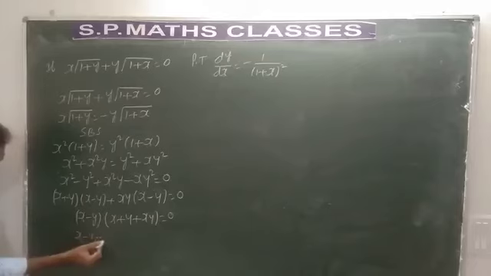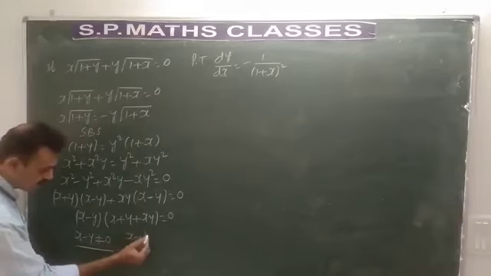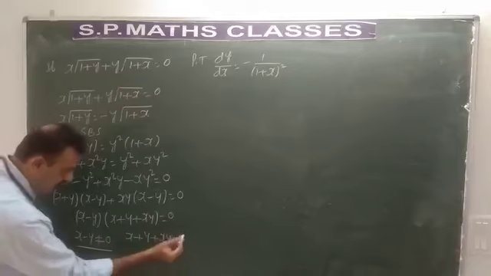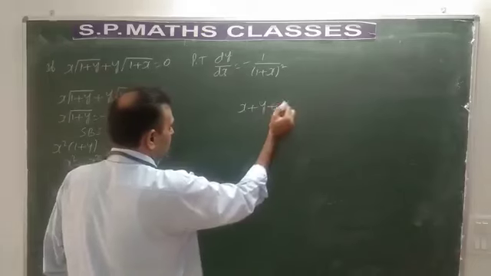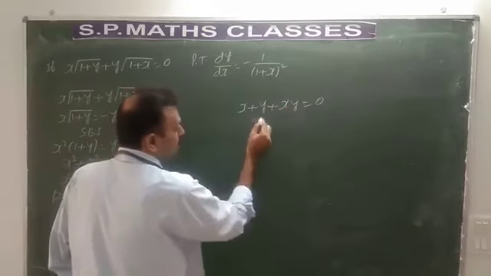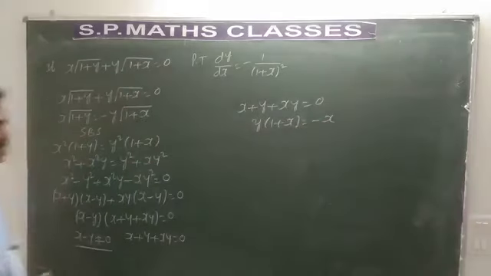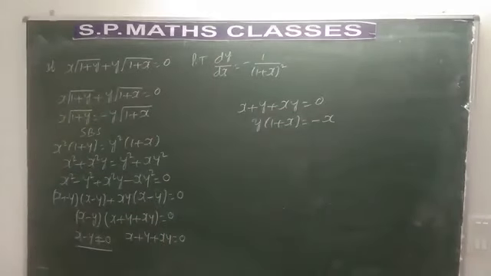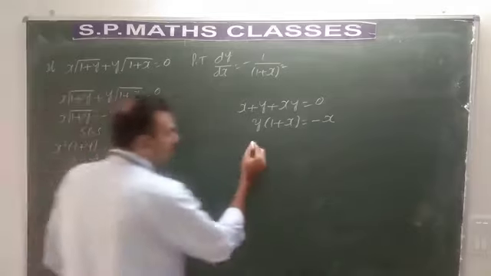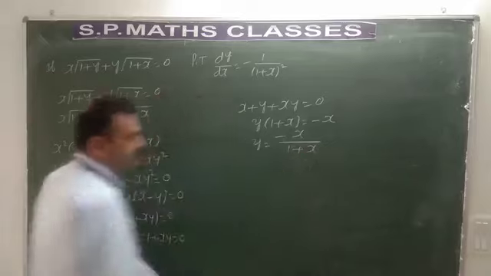x minus y is not equal to 0 because basically the condition will be given like x not equal to y. So I will be getting x plus y plus xy as 0. Again here, x plus y plus xy is equal to 0. y into 1 plus x, that will be minus x. Hope you have understood this. I have taken y as common factor from these two terms, 1 plus x. Take x to RHS. What is y now? y is minus x divided by 1 plus x.